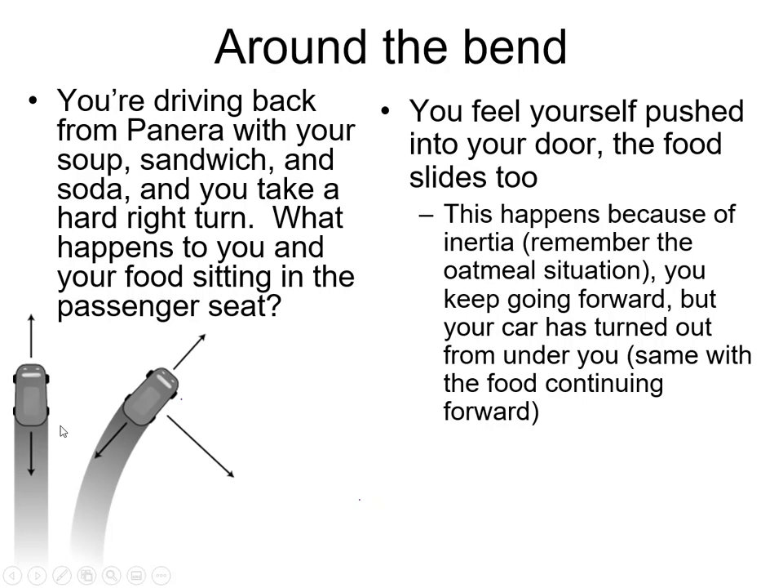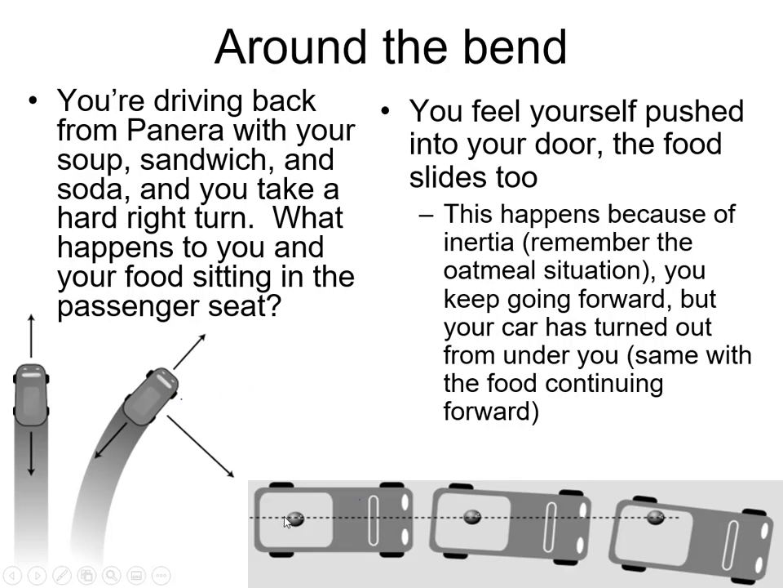Inertia means the object is going to want to keep doing what it's been doing. And that's exactly what's happening with your Panera as well. The car is turning because there's a net outside force acting on the car. But the object, in this earlier case, the oatmeal, or in this case right now, the Panera, just wants to keep doing what it's been doing. It's going to continue on in the same velocity as before. And that's what we're able to see.